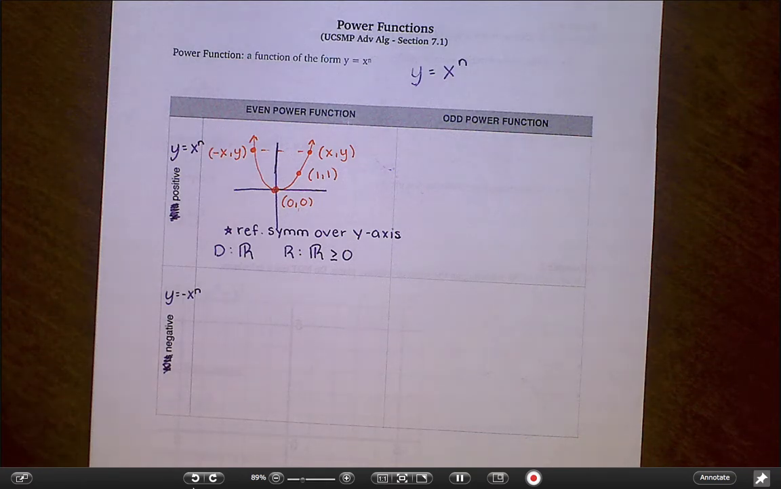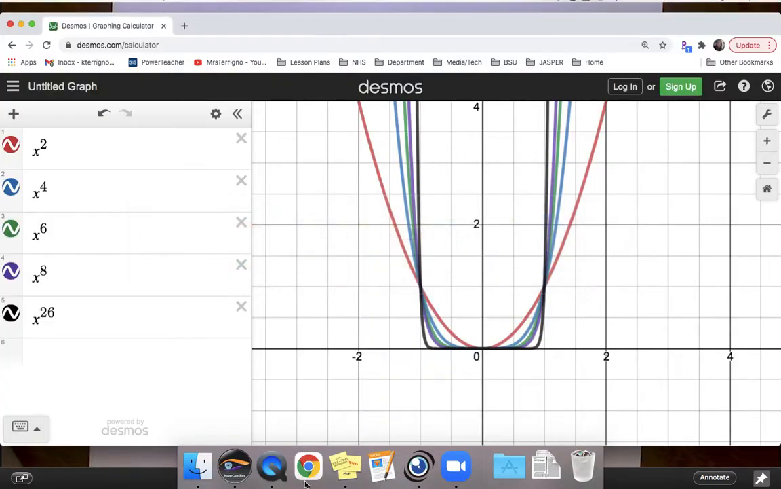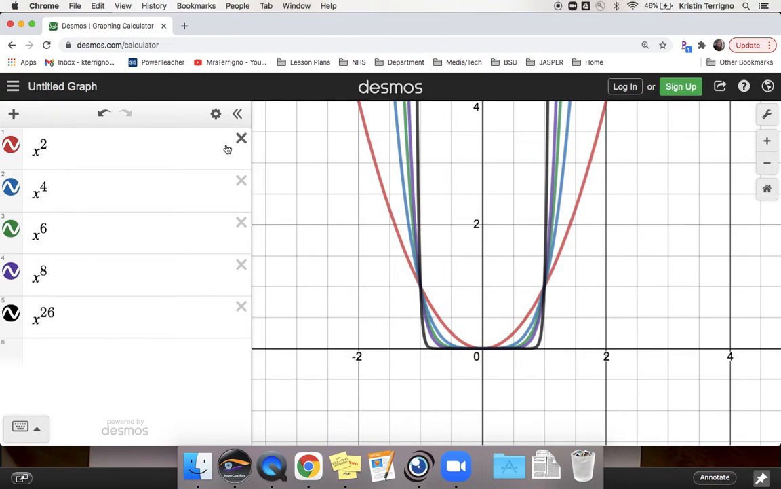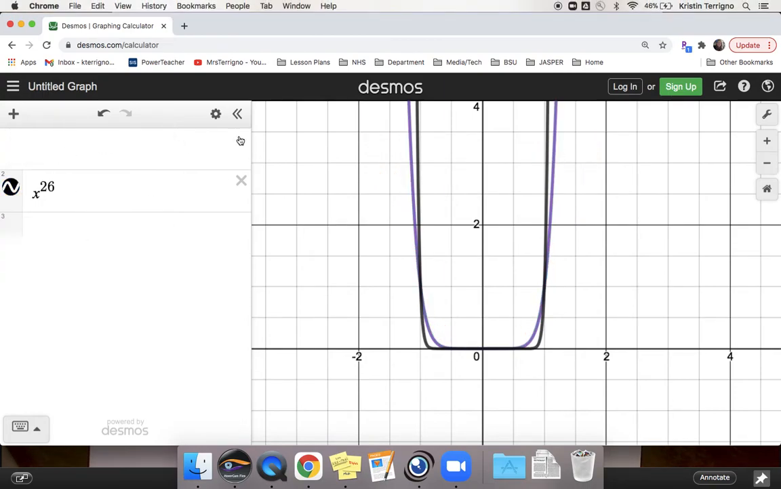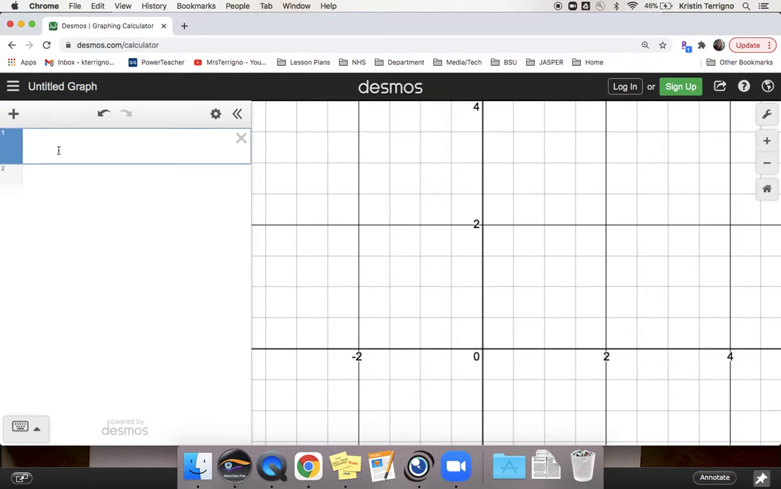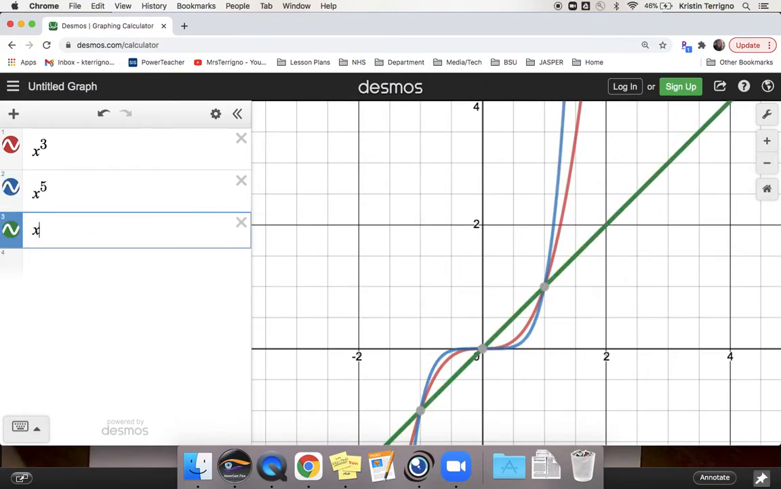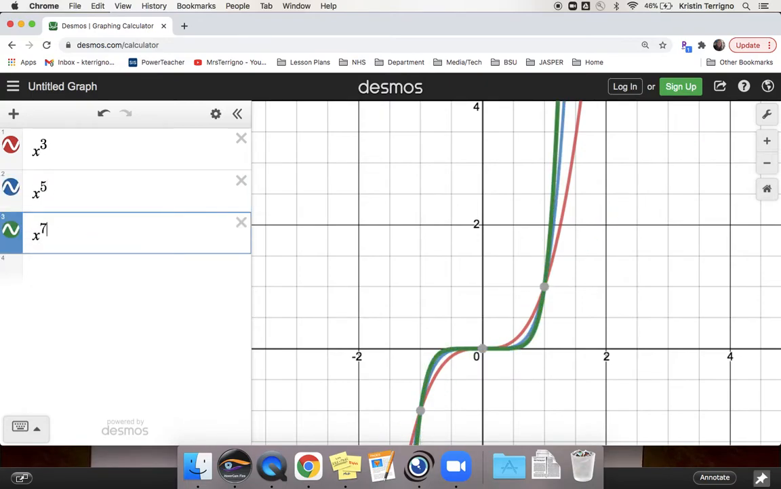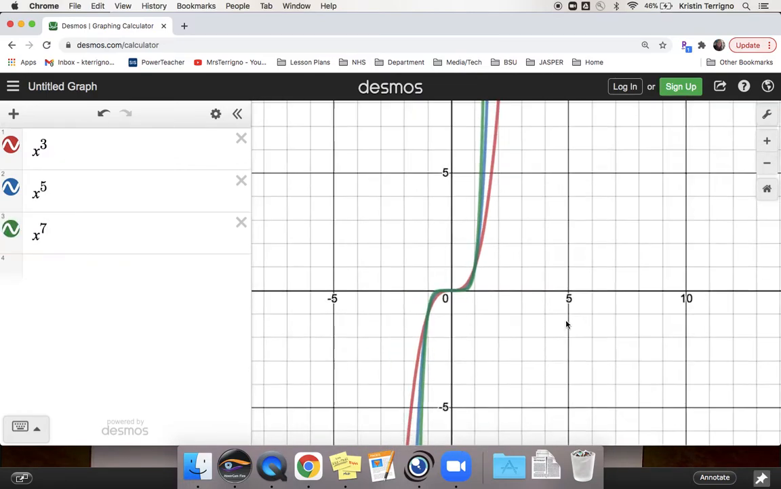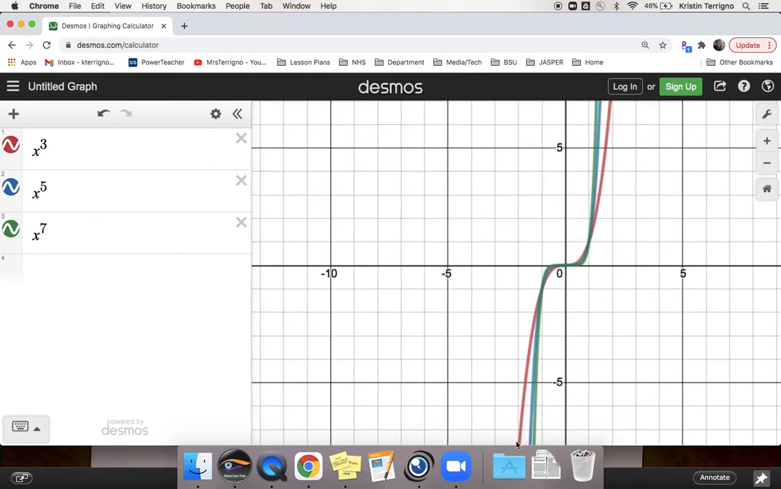Okay, let's go back and look now at what some of the odd powers look like. So let me just get rid of these guys. So let's look at x to the power of 3, x to the power of 5. Maybe I don't need to do as many this time. We'll do those 3. And you will notice that these functions all have kind of this sort of squiggly shape. They all start down here in the third quadrant. They come up, they sort of zigzag through the middle, and then they keep going.